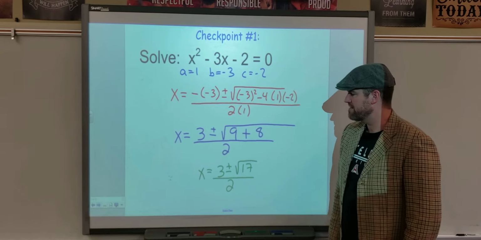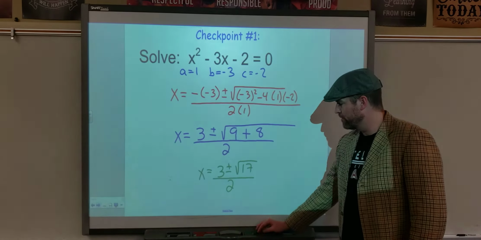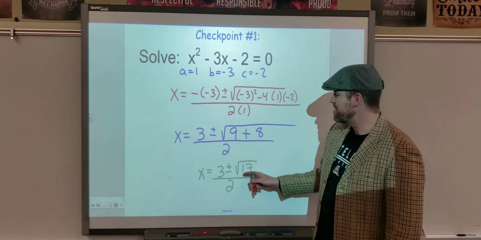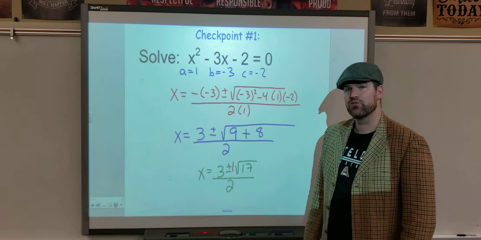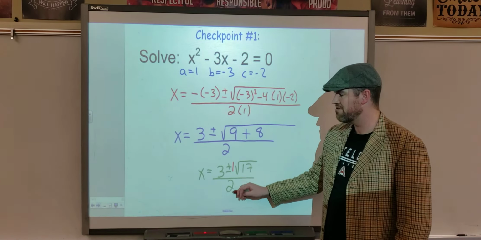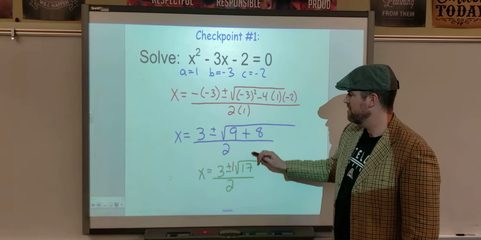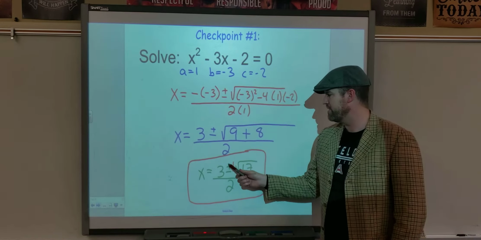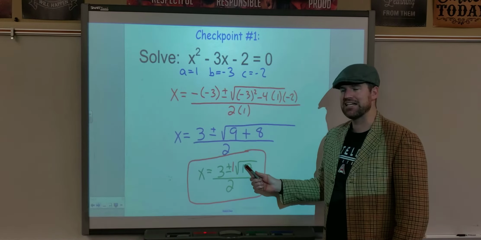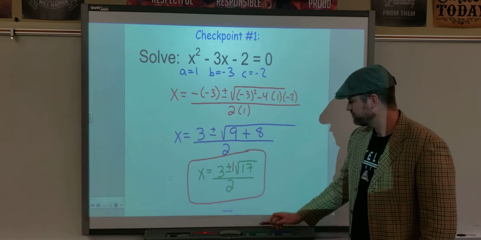Number, so it does not simplify. If I look for the Dorito chip, I'm not looking inside the square root, I'm looking at the number here, which is actually a 1, right? So if I look at those three numbers, it cannot be reduced. So this would be our final solution set: 3 plus or minus the square root of 17 over 2.